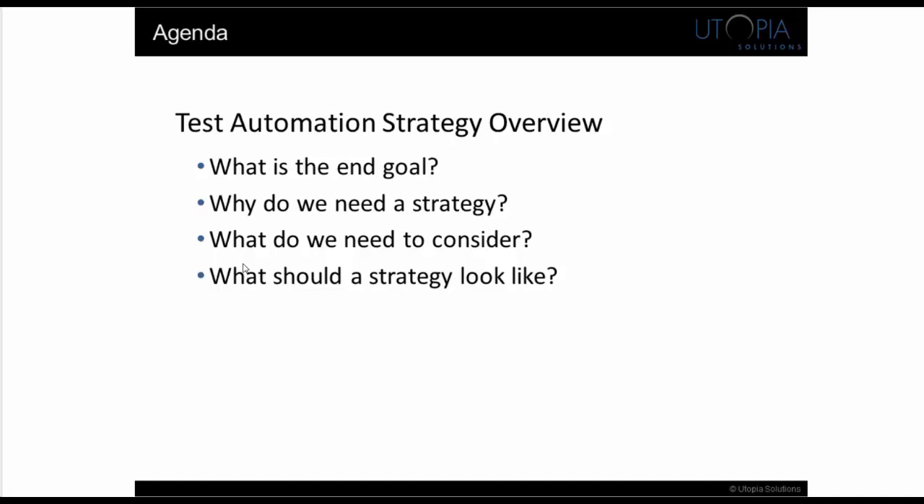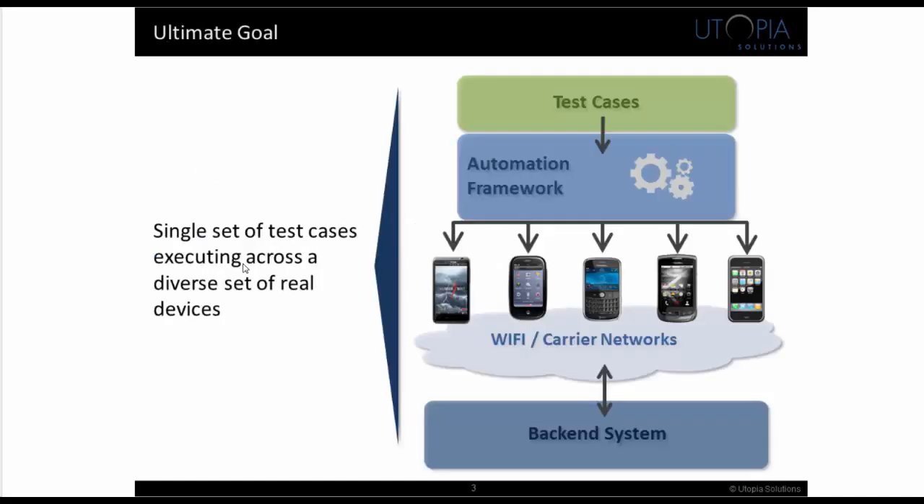So a quick overview of what I'm going to talk about today. First, what is the end goal of mobile test automation, and why do we need a strategy to reach it? Once we understand that, we're going to look at what we need to consider as part of that strategy, and finally, what a finished product in terms of a mobile test automation strategy might look like.